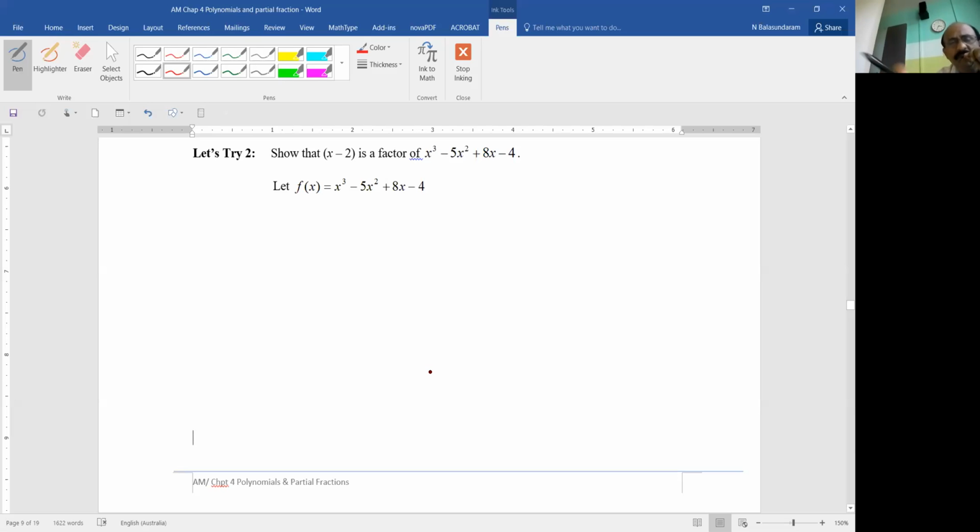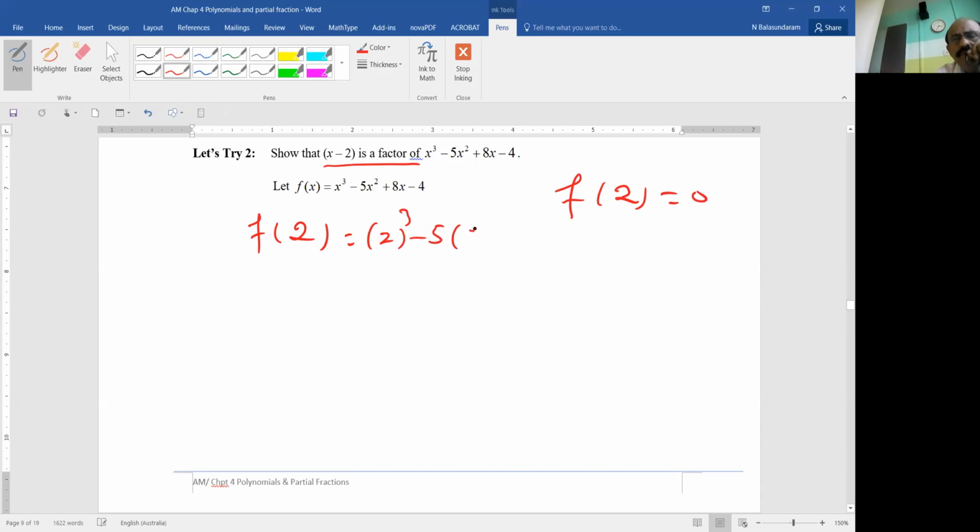The next example is something different, but it is also based on factor theorem. Show that x minus 2 is a factor of this. So I have to show. If I have to show it's a factor, what I must show is f of 2 must be equal to 0, right? So it's a showing question. So I'm going to substitute 2 in place of x. It means I'm going to calculate f of 2. So f of 2 is 2 cubed, I replace x by 2, right? So 5 times 2 squared plus 8 times 2 and okay, minus 4.